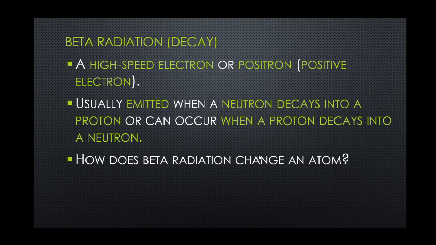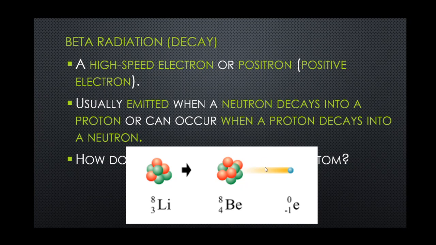So how does beta radiation change an atom, okay? So this is an example of what a beta reaction would look like. So we start with lithium here, and it's got a mass of 8, atomic number of 3. It decays into beryllium and an electron. And notice, this is the crazy thing, you don't have to figure these out, but notice that we have a -1 here and 0.